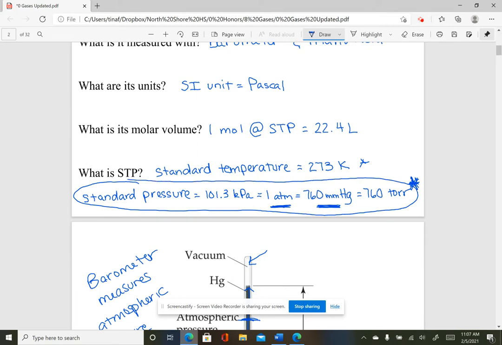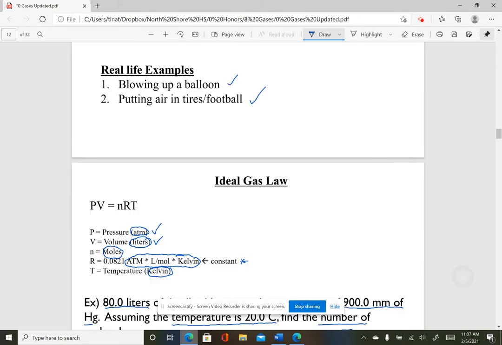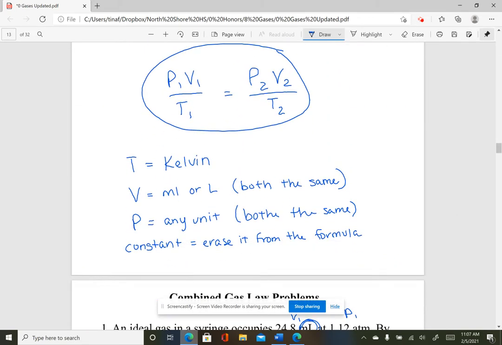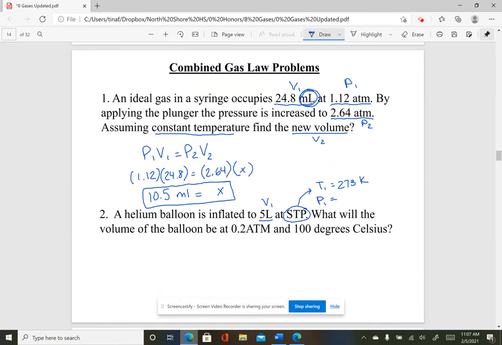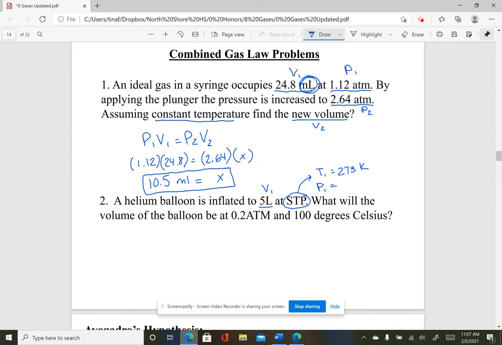So we have to think about which one makes the most sense to pick. All right, so I want to look at what the other pressure is in the question. Pressure 2 was given to me in ATMs, so your 2 pressures have to be in the same unit. So for pressure 1, I'm going to pick 1 ATM for standard pressure so that my pressure units are the same. What will the volume of the balloon be? So we're solving for V2.